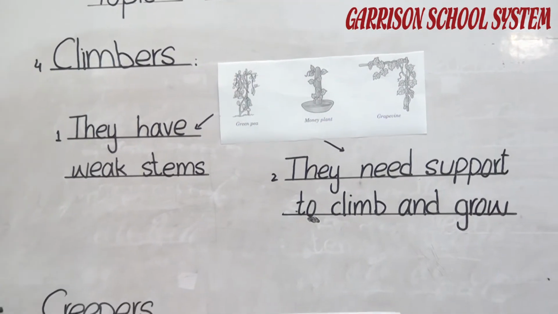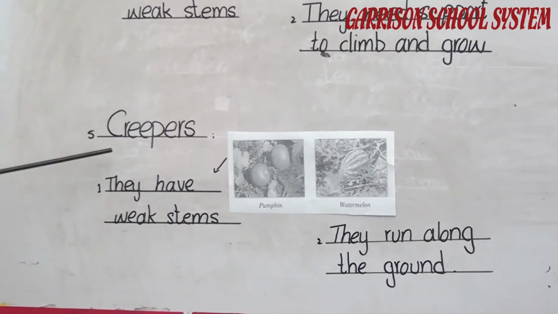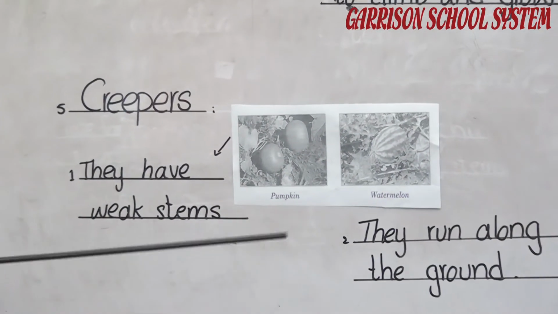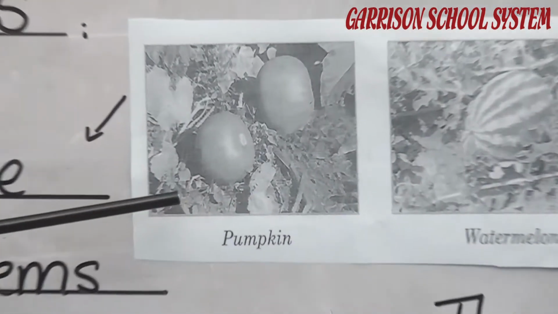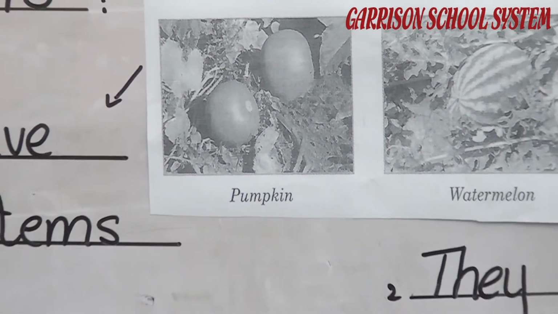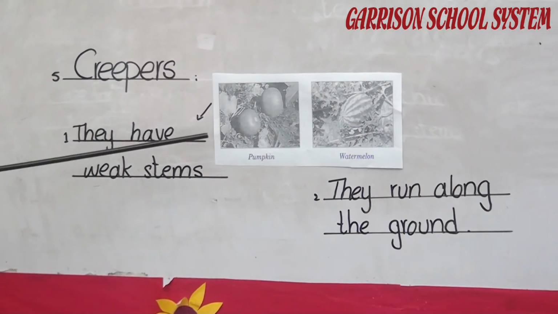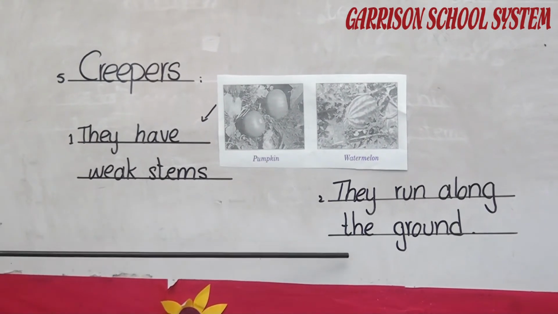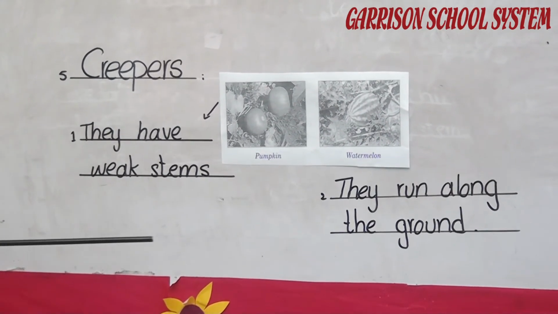The next type of plant is the creepers. Creeper means to run along the ground. These plants also have long, thin and big stems. These plants also cannot stand on their own. They always remain on the ground. They run along the ground. Because their stems are thin and weak, their stems cannot stand. So that's why creepers run along the ground and can't stand on their own. These are the fifth type of plant.